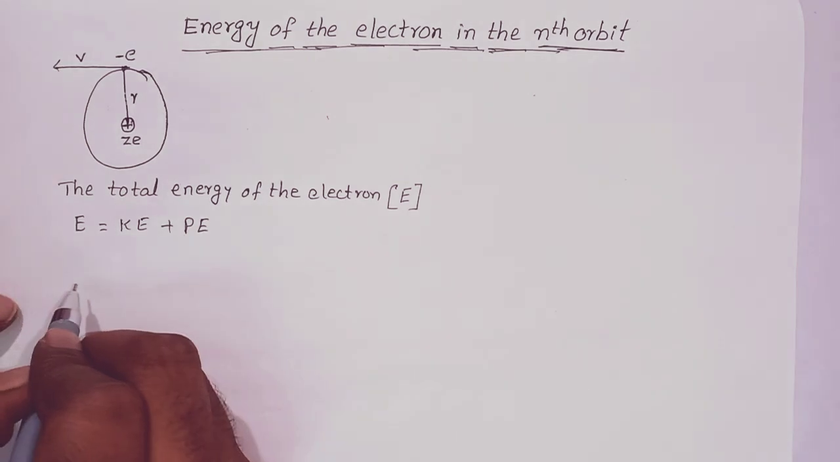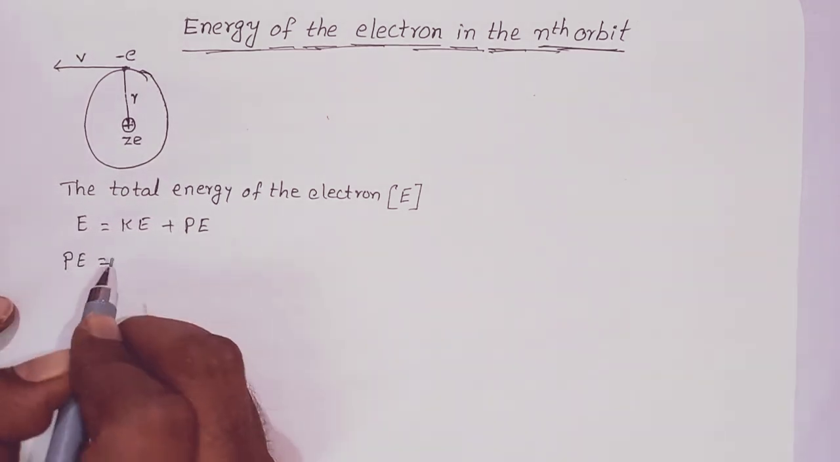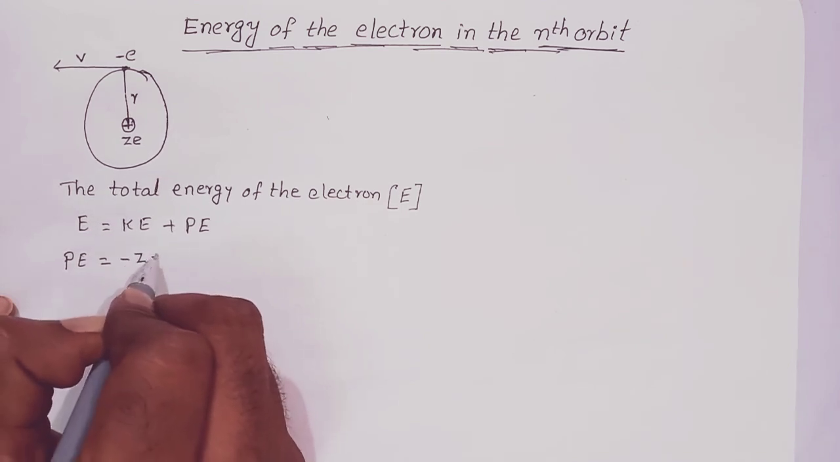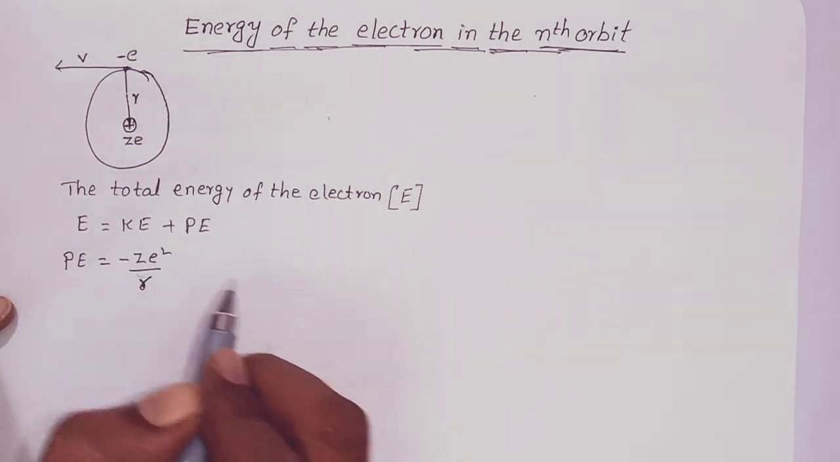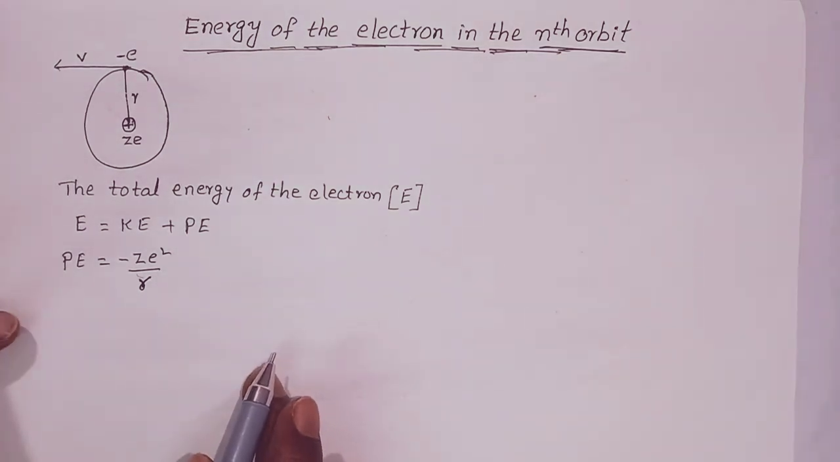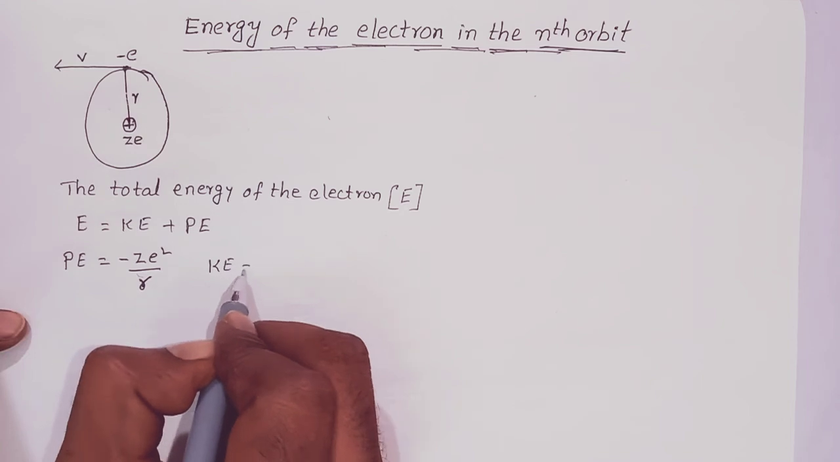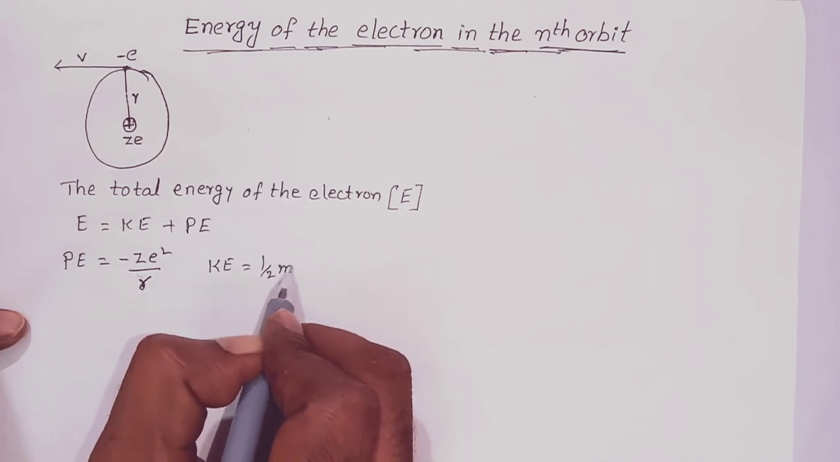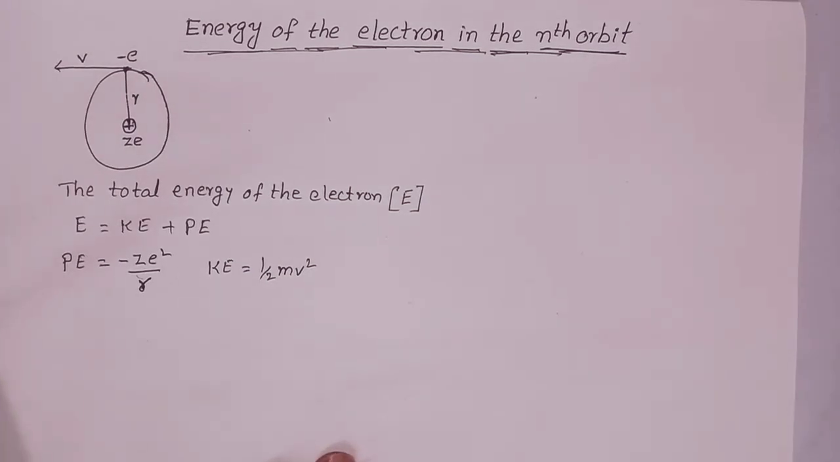But we know that the PE, potential energy, equal to minus ZE square by R. And the kinetic energy equal to half mv square. We know this. Okay, these are the standard formulae for the potential energy and kinetic energy.